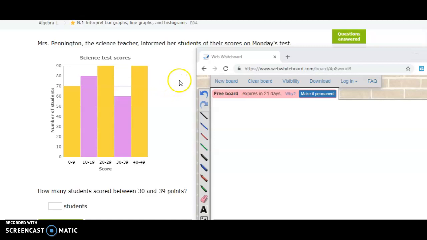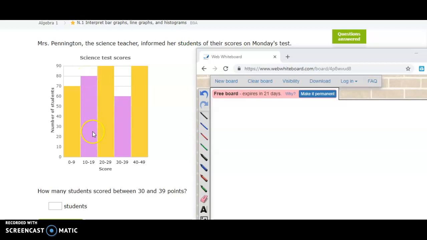So then you would want to look at your graph and kind of interpret it and get a good understanding of what it's saying. So across the top you have your title, your science test scores. Down the side we have number of students, and across the bottom we have our score range. So for this graph, people that received a test score of 0 to 9, there were 70 students that received that score. If we wanted to know a score of 10 to 19, we would follow that up, and 80 students received that score.